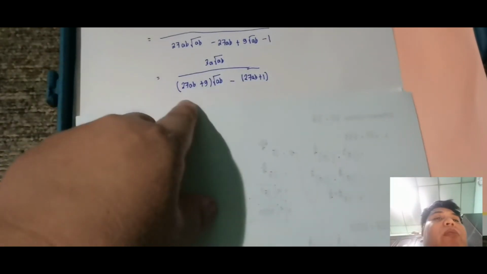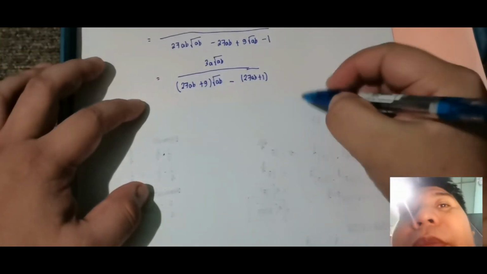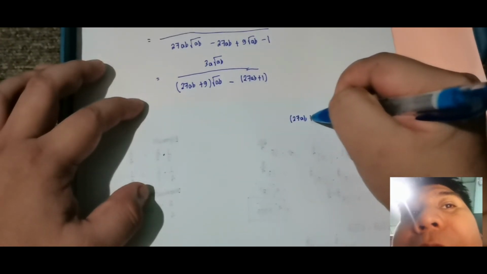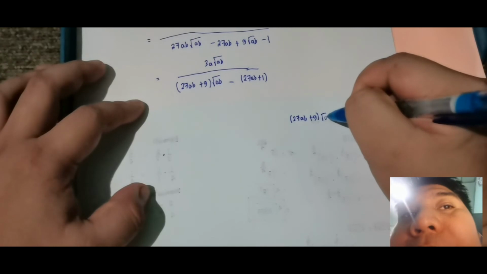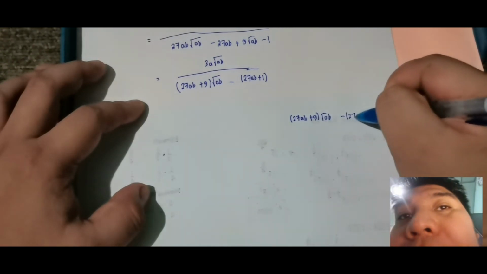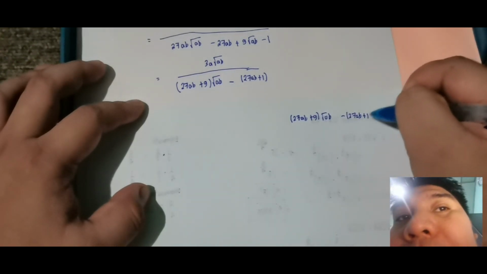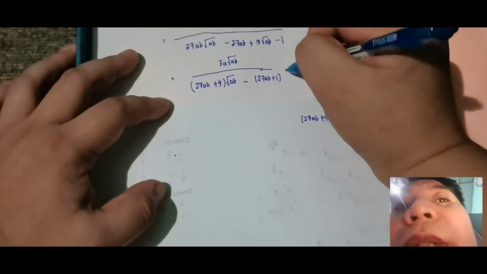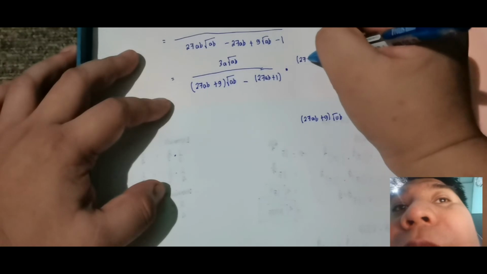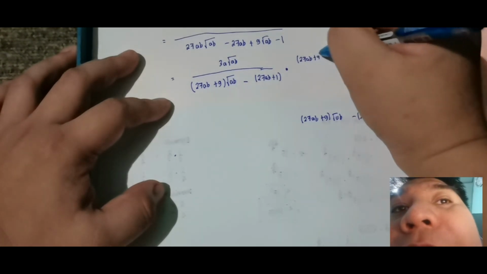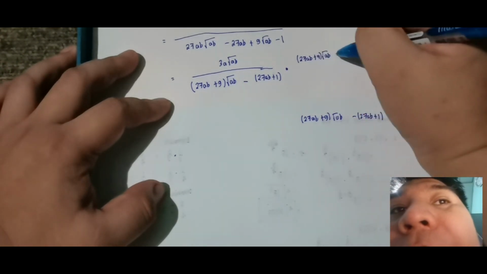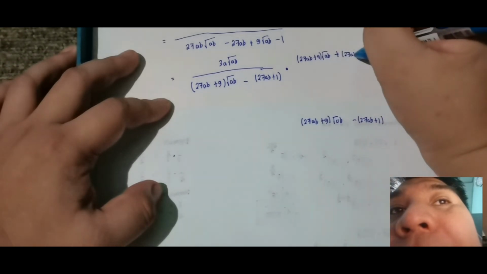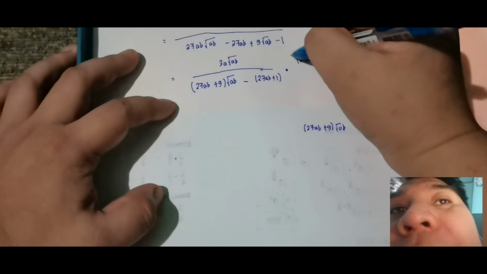So, ang gagawin ko, i-multiply ko siya something. So, ito yan si 27ab plus 9 square root of ab minus 27ab plus 1. I-multiply ko siya sa plus niyan. Okay, so, i-multiply ko sa 27ab plus 9 square root of ab plus ito yung 27ab plus 1.